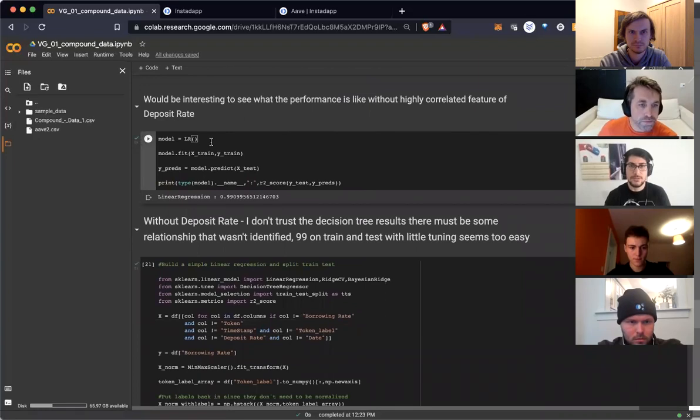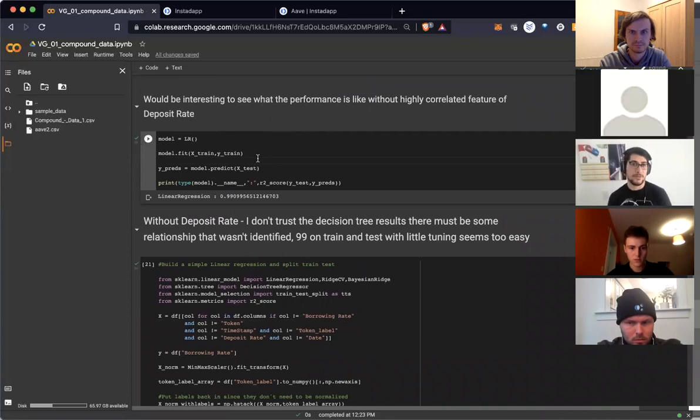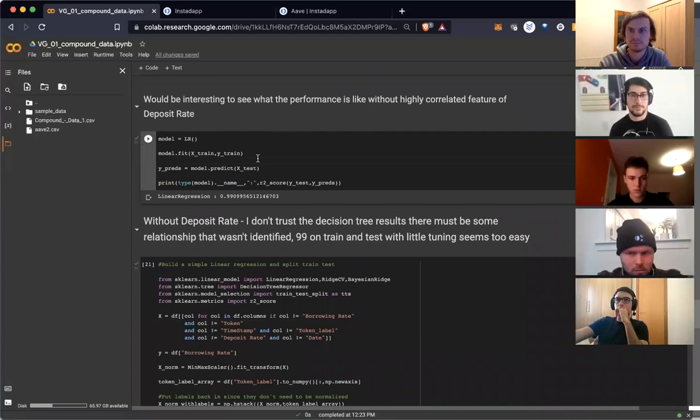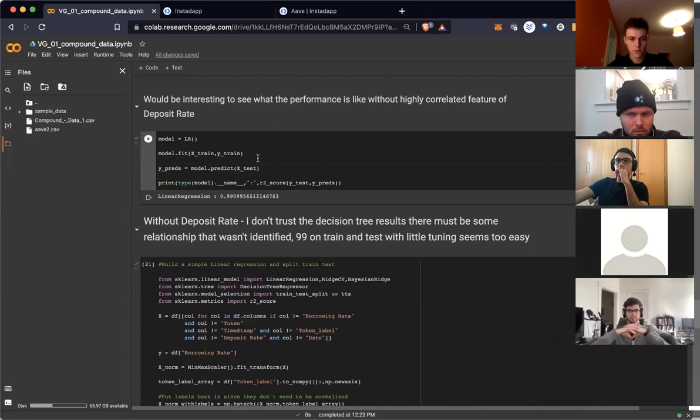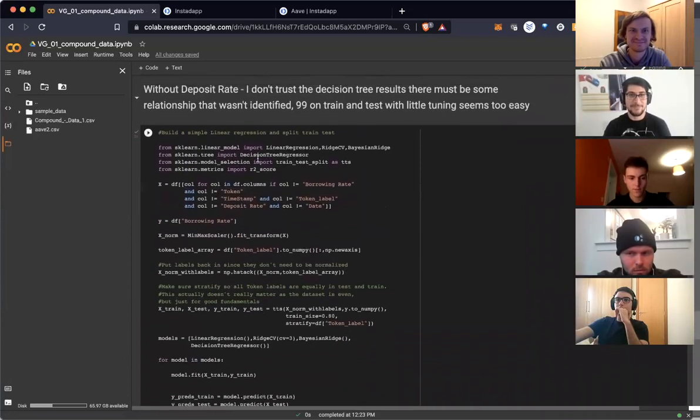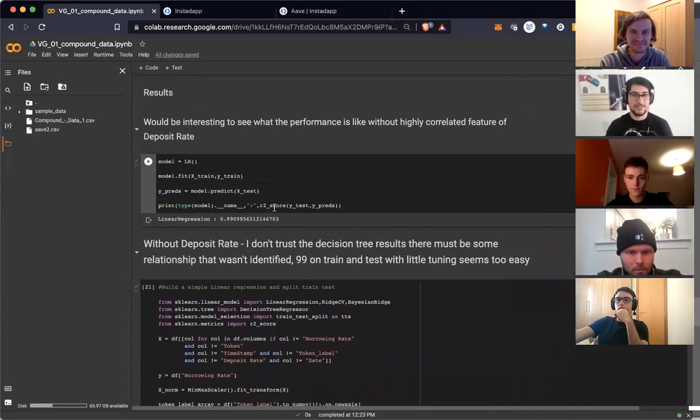Then I just use a simple linear regression model to fit, and that gets like a 99% R squared. So that means that the test set could explain the target 99%, which is extremely high. That screams to me that something's off, that just doesn't happen.